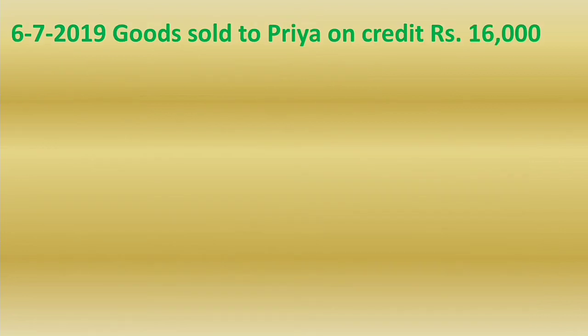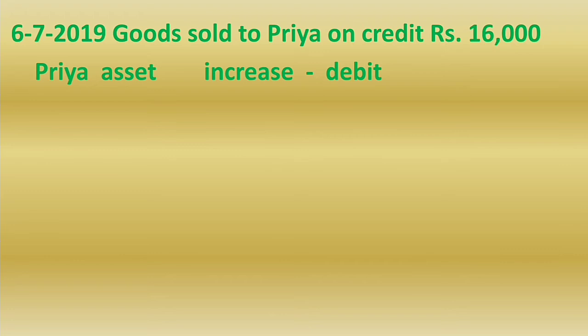Okay. Now the next one. Goods sold to Priya on credit. It is a credit transaction. Cash is not received. The amount is receivable from Priya. So Priya is a debtor. So the first account is Priya account. Priya is a debtor and is an asset. Here the asset value of the business increased. Asset increase, then debit asset account. So debit Priya account.